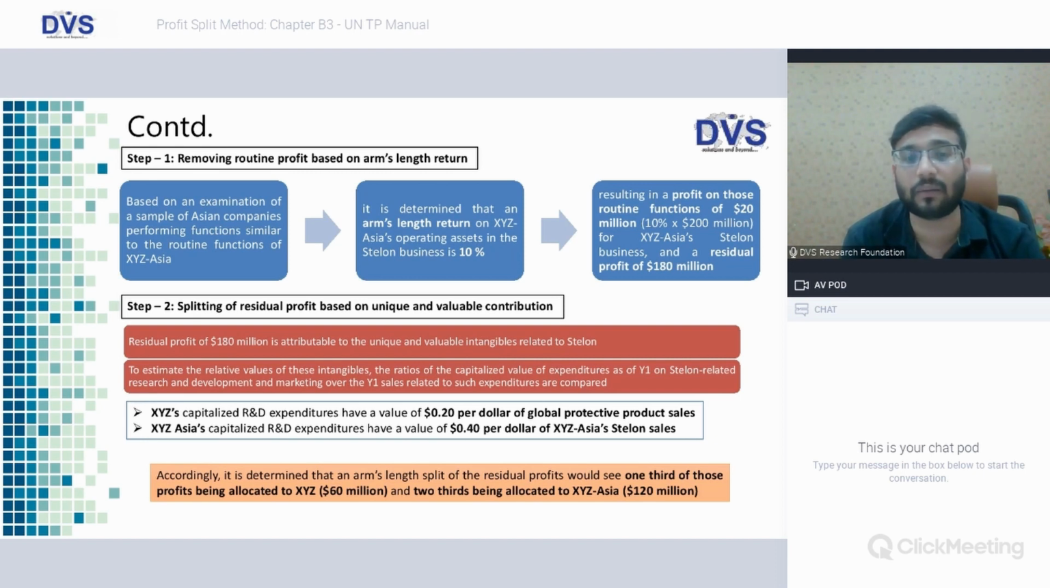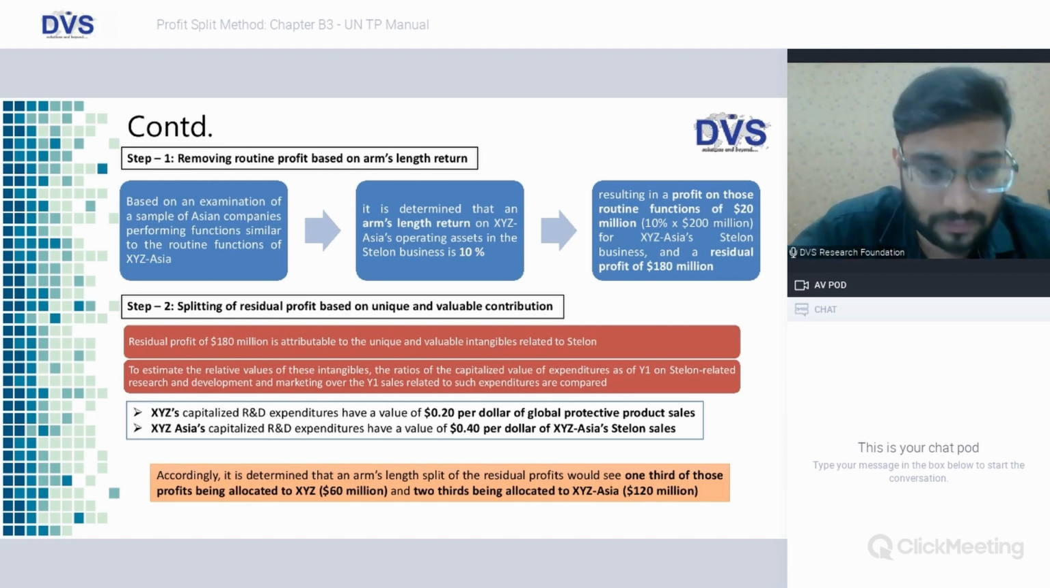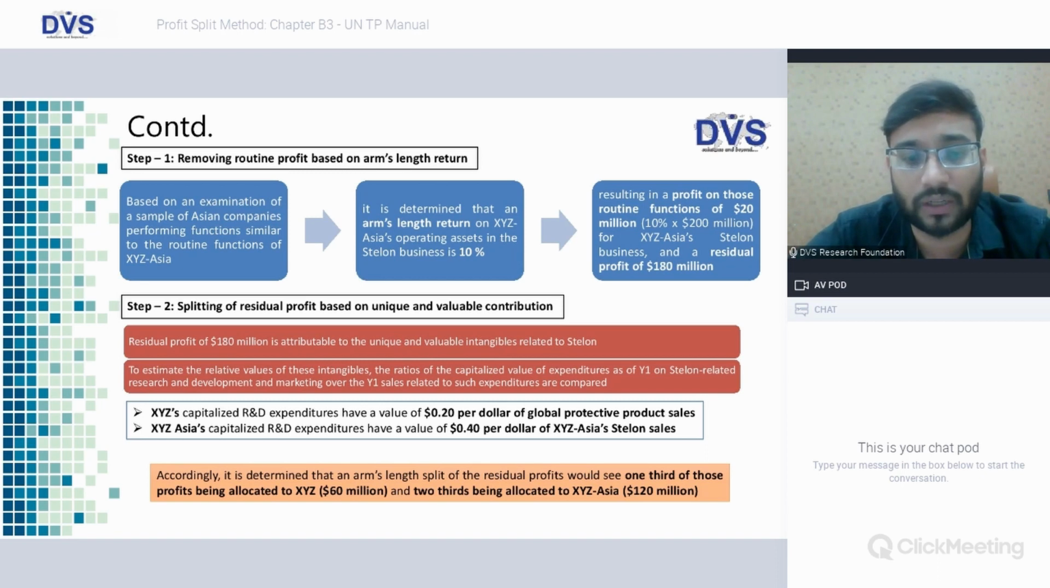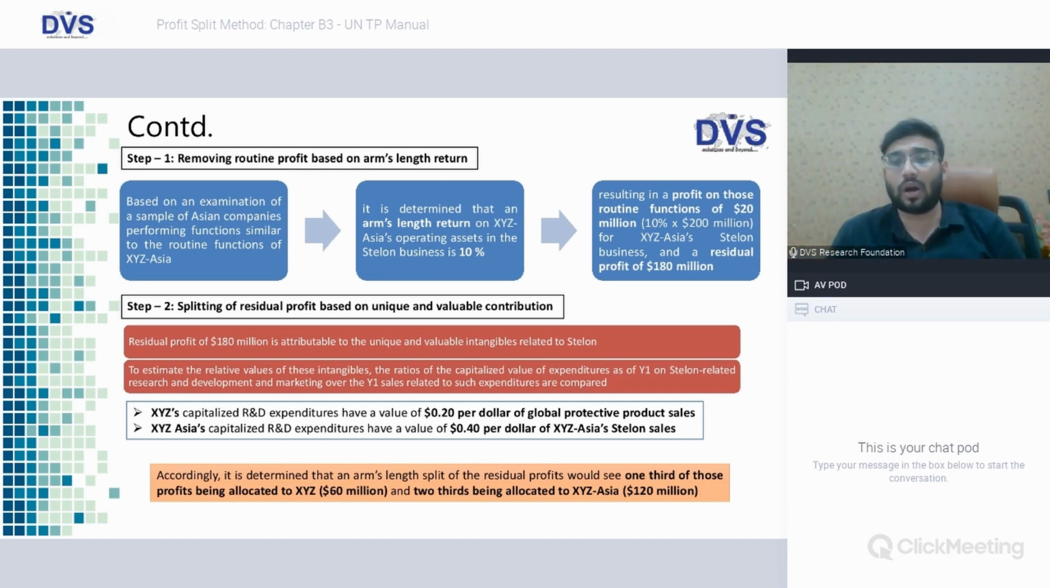Accordingly, it is determined that an arm's length split of the residual profit would see one third of those profits being allocated to XYZ Inc., that is 60 million, and two-thirds being allocated to XYZ Asia. So now how this one third and two-thirds was arrived at?